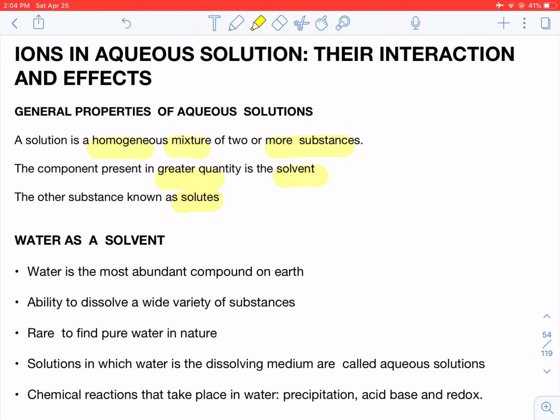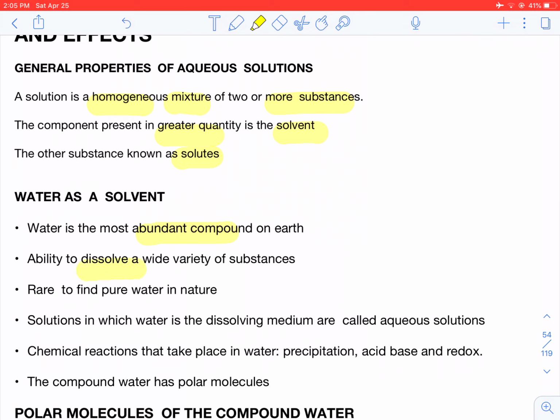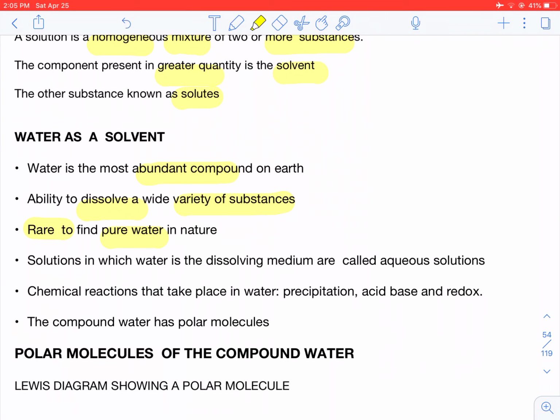Let's look at some of its properties. Water is the most abundant compound on earth. It has the ability to dissolve a wide variety of substances, and it's rare to find pure water. The fact that most substances can dissolve in water means you hardly get water in its pure form. Solutions in which water is a dissolving medium are called aqueous solutions.